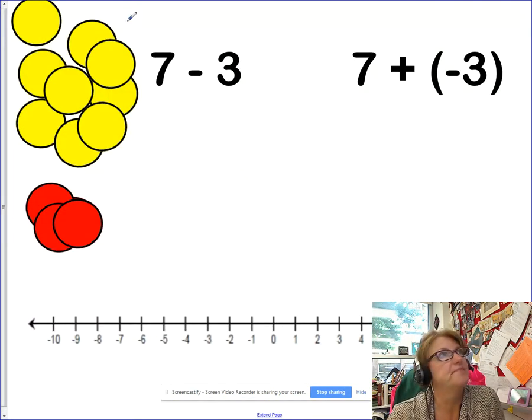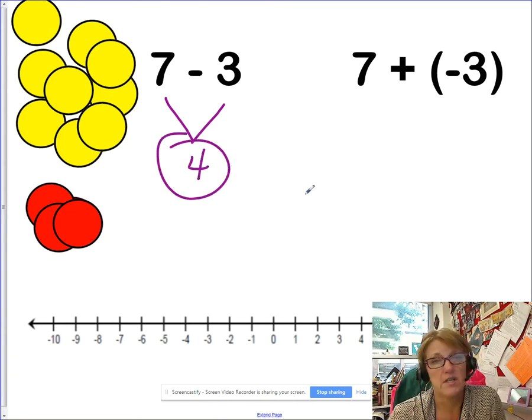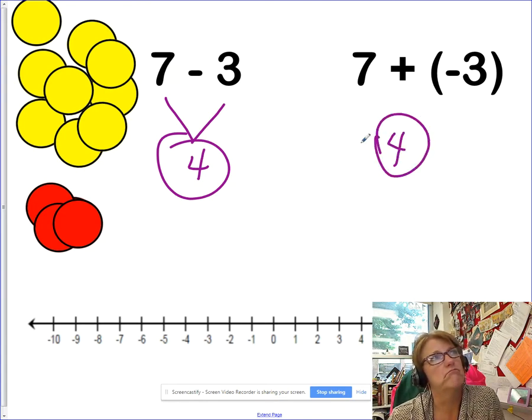Now, here's the deal. I have 2 problems up here, and I have counters if you like to model that way, or the number line. But in all honesty, this first one, you've really been doing subtraction since you were teeny tiny, sitting in a high chair, playing with Cheerios. So 7 minus 3 we know is 4. But I want to look at the parallels here with this problem. 7 plus negative 3 equals 4. First number was the same. This said minus 3, and this said plus negative 3.